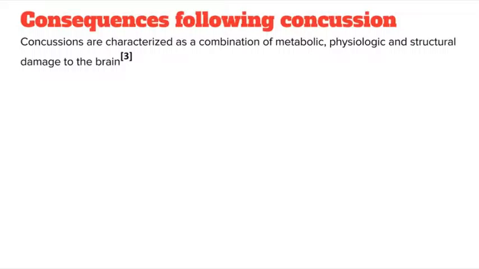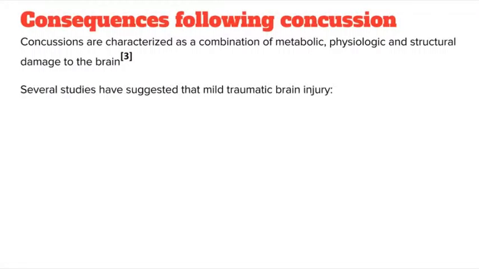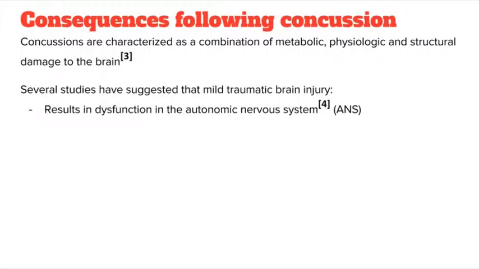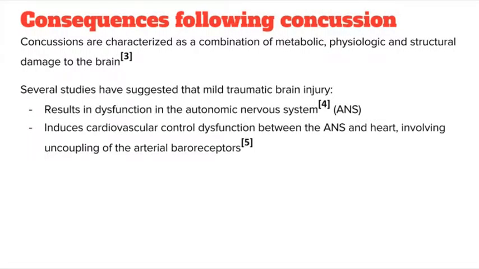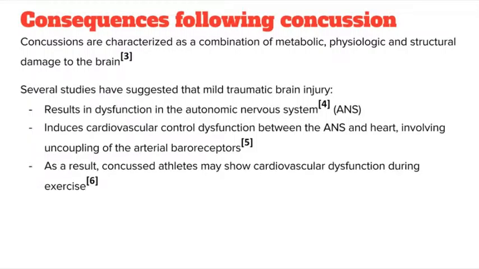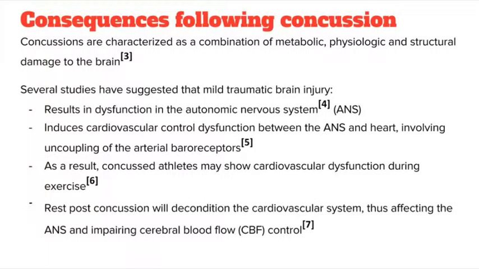Concussions are characterized as a combination of metabolic, physiologic, and structural damage to the brain. Several studies have suggested that mild traumatic brain injury results in dysfunction in the autonomic nervous system, and specifically induces cardiovascular control dysfunction between the autonomic nervous system and the heart, involving uncoupling of the arterial baroreceptors. As a result, concussed athletes may show cardiovascular dysfunction during exercise. Furthermore, rest post-concussion will decondition the cardiovascular system, thus affecting the autonomic nervous system and impairing cerebral blood flow control.